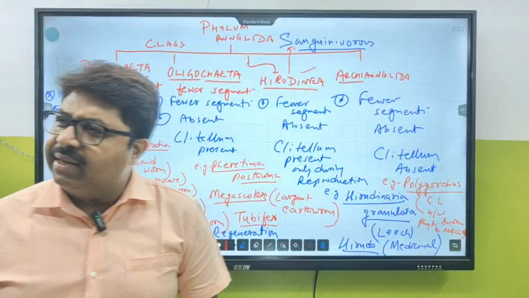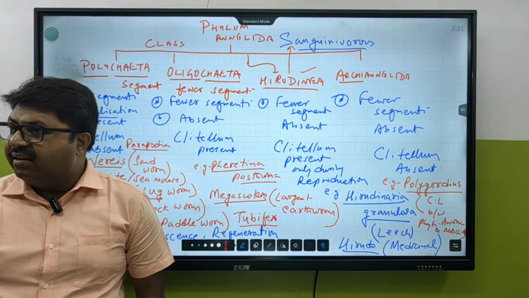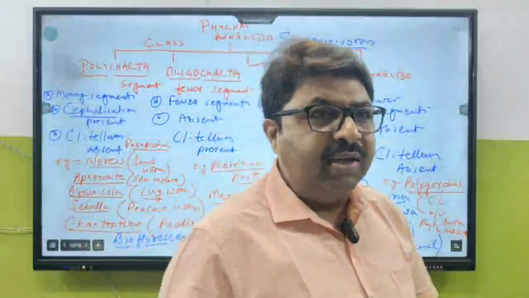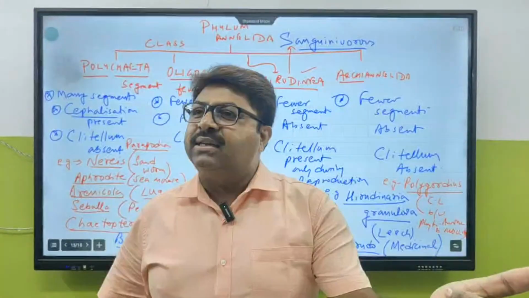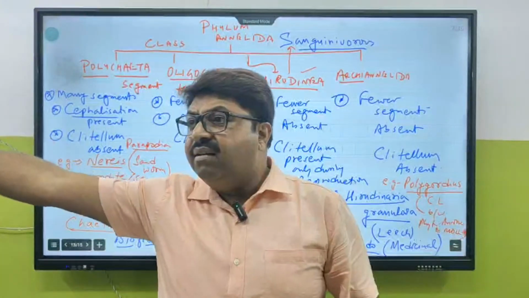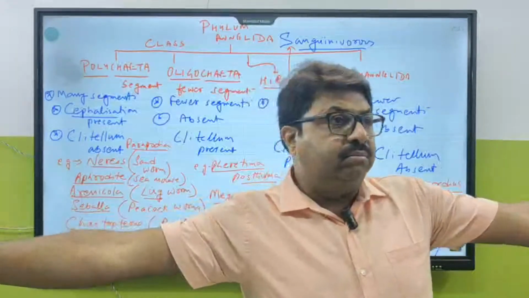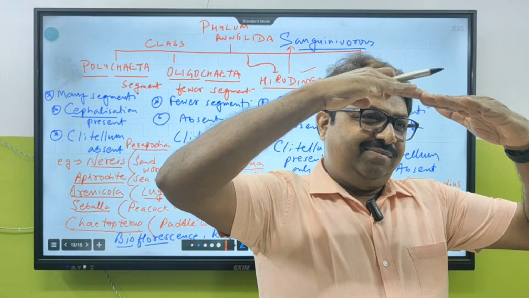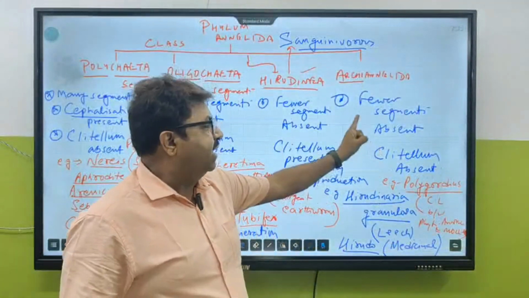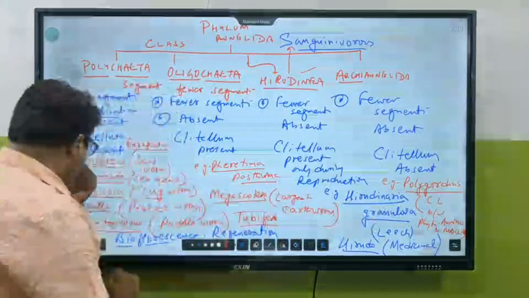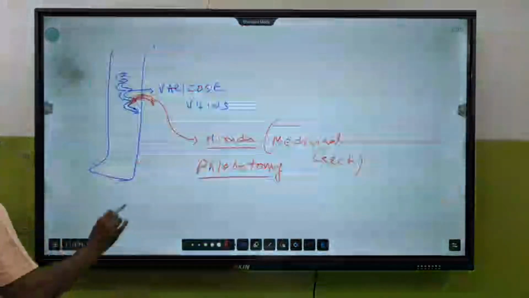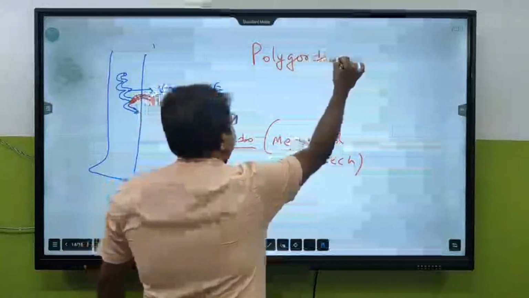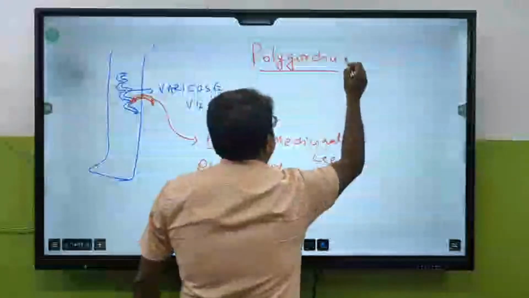What is the meaning of connecting link? Having the same type of features. What are we going to study after Annelida? Arthropoda. And after that, phylum Mollusca. But it continues between Annelida and Mollusca, bridging the two phyla. So Polygordius, which is an Annelid, acts as a connecting link.